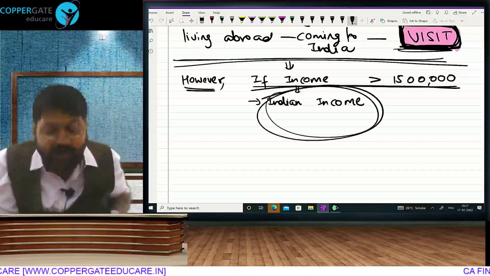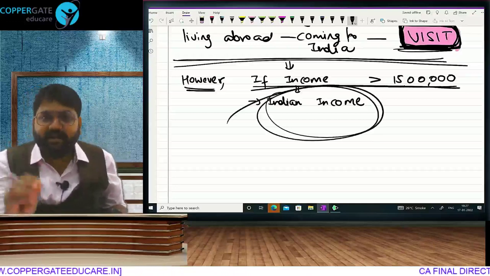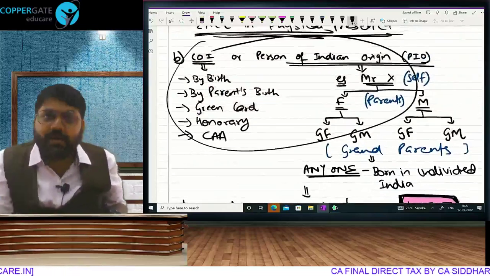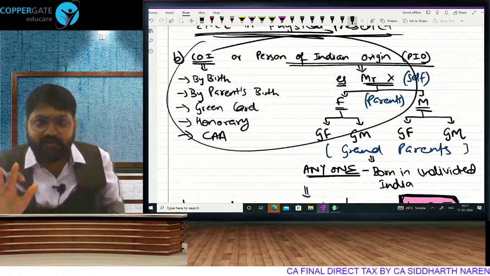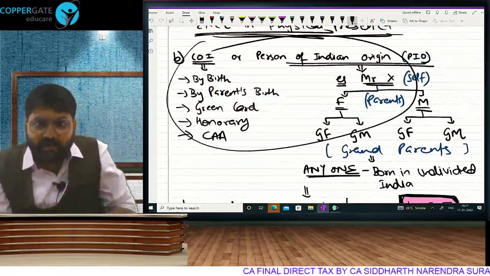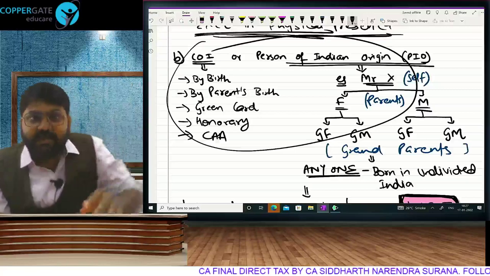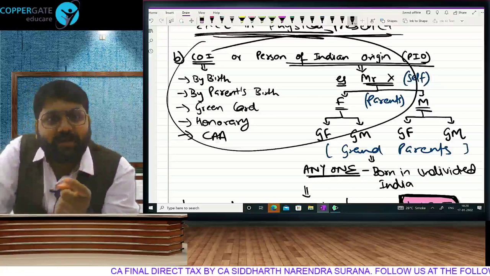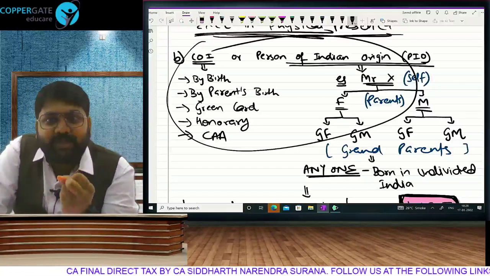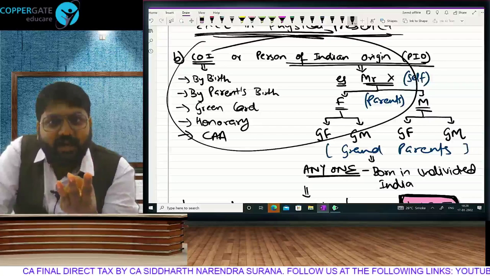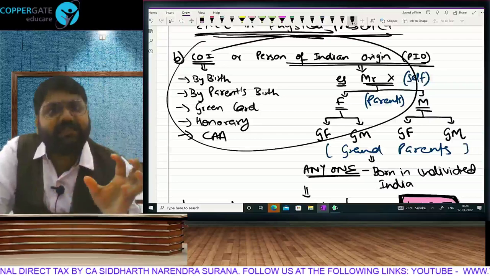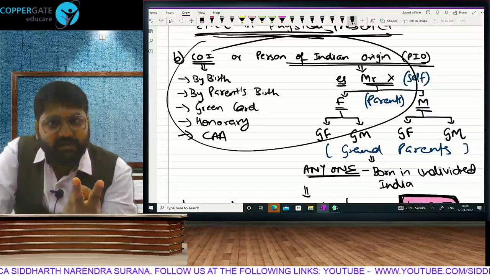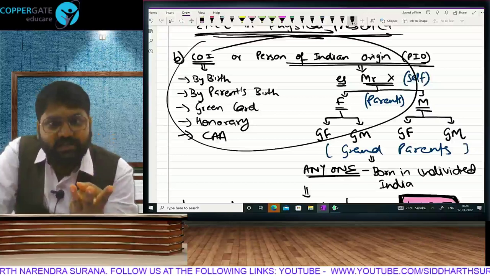Then, sir, how can he have Indian income? Listen. It is possible that he is a citizen or PIO who earlier was living in India. Once upon a time he used to be a resident, full year in India. At that time, with his income, maybe he purchased some property, some shares, some bank fixed deposits in India. And these investments are giving passive income. Property will give rent, shares will give dividend, the FD will give interest.